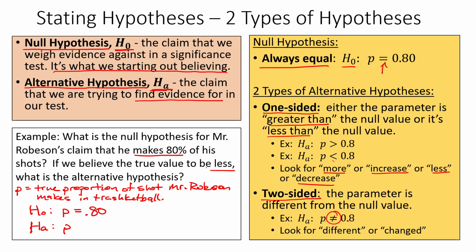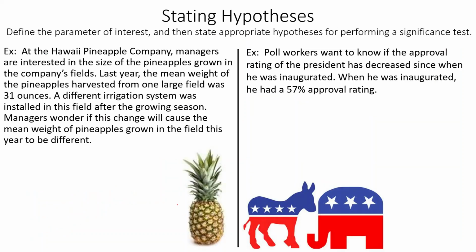We believe the true value to be less. So we're going to say that p is less than 80%. All right, there we go. That's it. That's all we're doing for this unit, or this section at least.